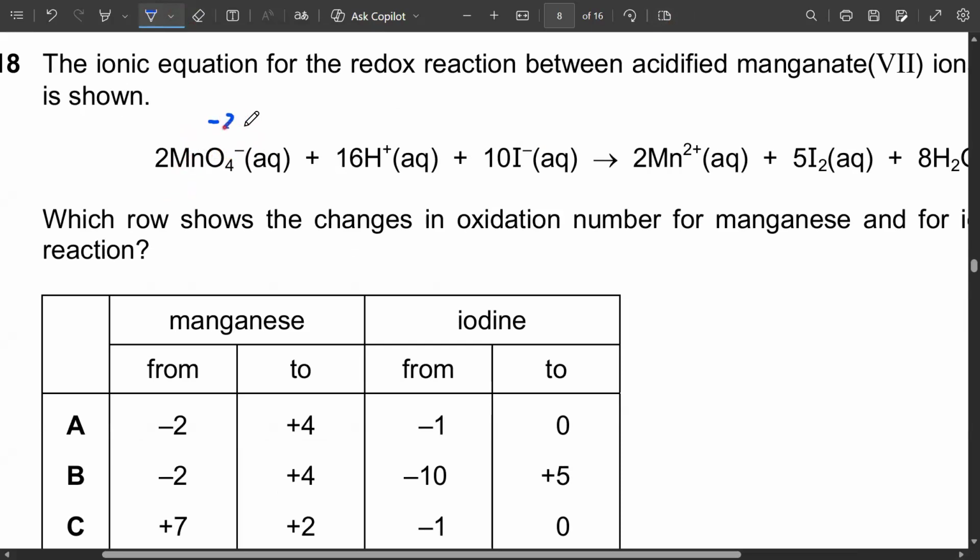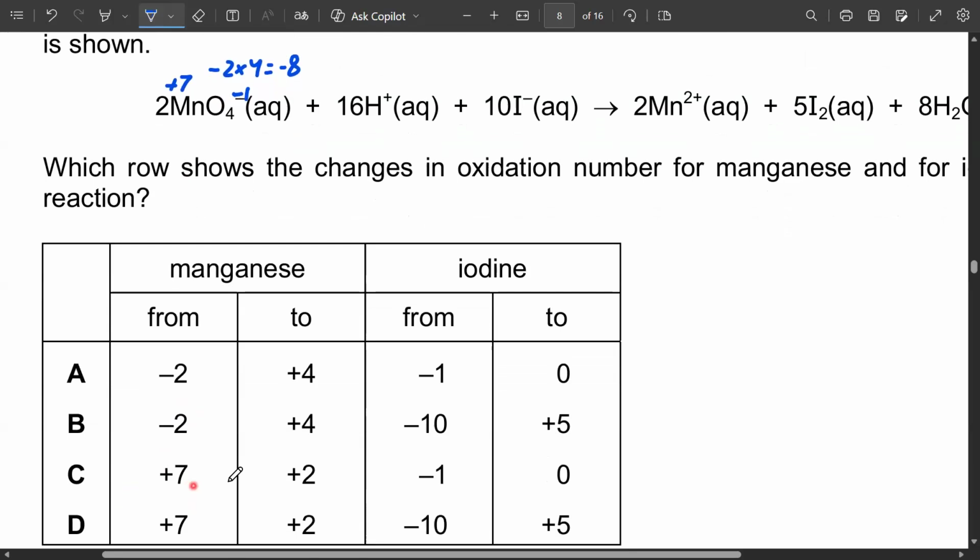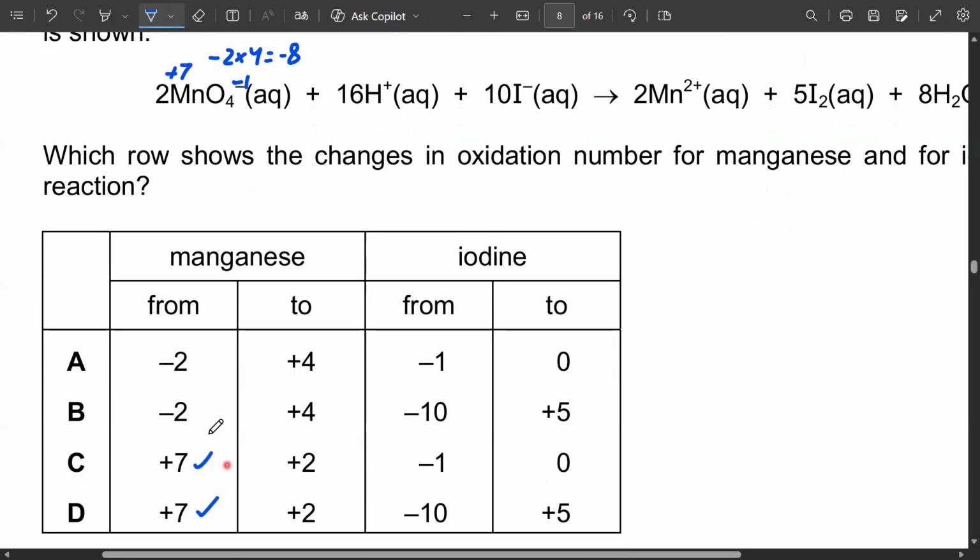Oxygen already has a -2 for one atom, and for four atoms it will be -8. The overall charge on the whole ion is -1. That means the charge on the manganese should be +7. +7 and -8 gives the overall charge of -1. So manganese is present on the reactant side as +7. So we have C and D options. And on the right side, it has been converted to which state? +2. So +2 is on the right side.